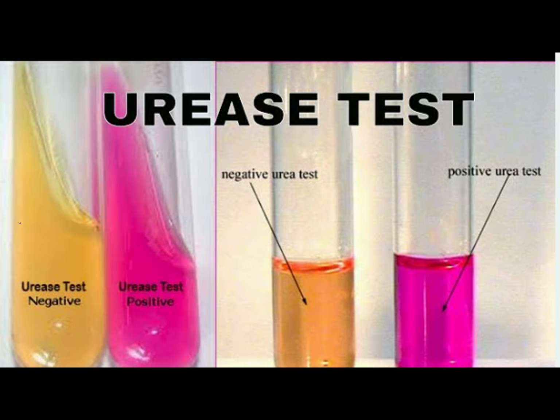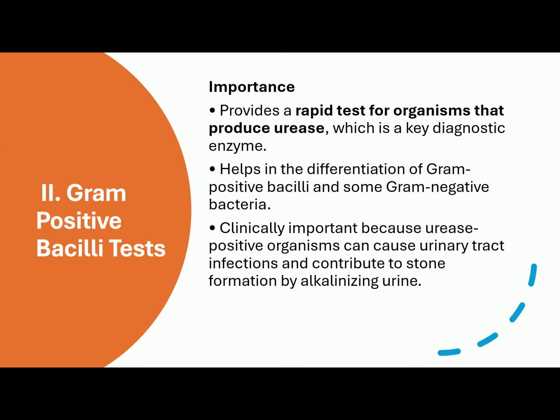So ito siya. If it's yellow or orange, class, it's a negative urea test. But if it becomes pink or magenta, positive result. Provides a rapid test for bacteria that produce urease. Helps in the differentiation of gram-positive bacilli and some gram-negative bacteria.